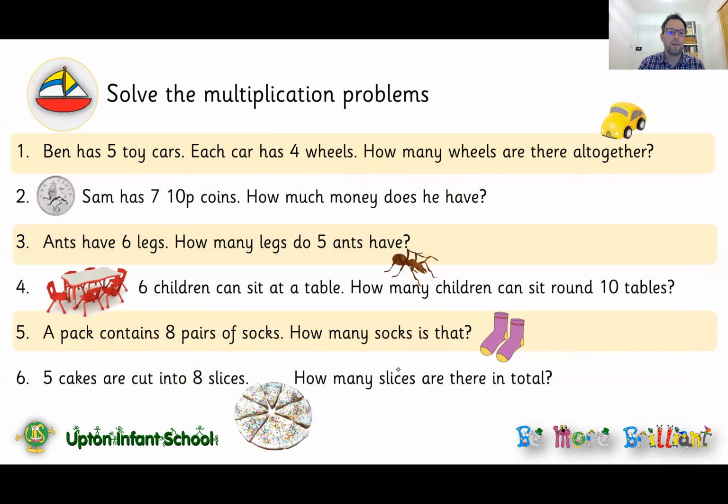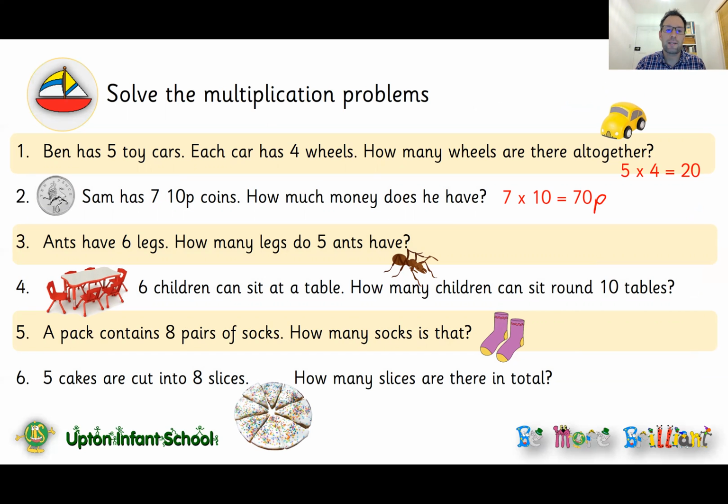And on to the next one. Ben has 5 toy cars. Each car has 4 wheels. How many wheels is that? Well, that's 5 lots of 4, or 4 lots of 5, that's 20. Sam has 7 10p coins. How much money has he got? He's got 7 lots of 10. That's 70. And of course, we should really say he's got 70p.